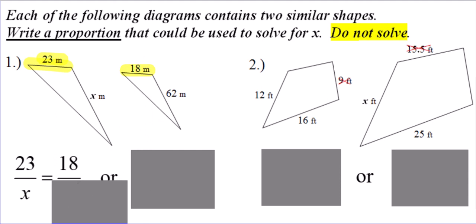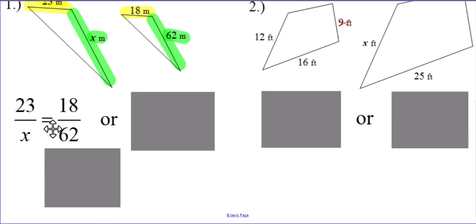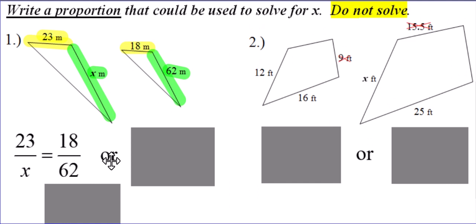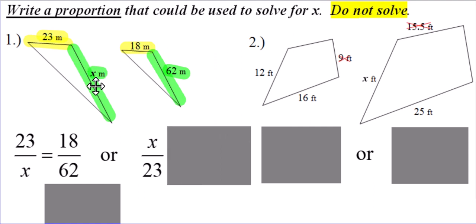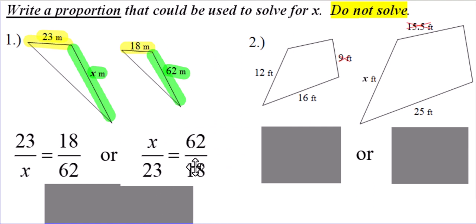And then since our denominator was the right side here, this side called x, we're going to have to make the denominator of the second fraction that same type of side, which was the 62 meters. And so there you go. There is one way of setting up a proportion for problem number one. But is that the only way? No. If you want to make your first fraction x over 23, then simply make your second fraction 62 over 18, because the x and the 62 are the same type of side. The 23 and the 18 are the same type of side, so they have to be put at the same place in those fractions.